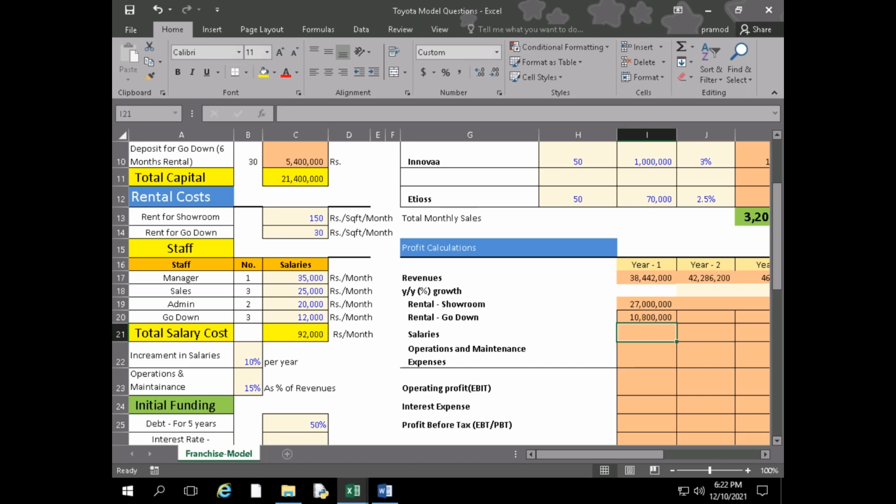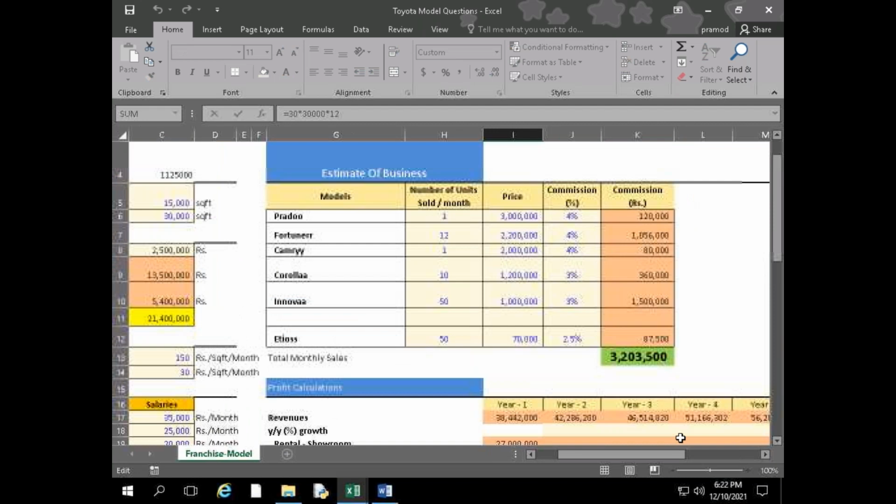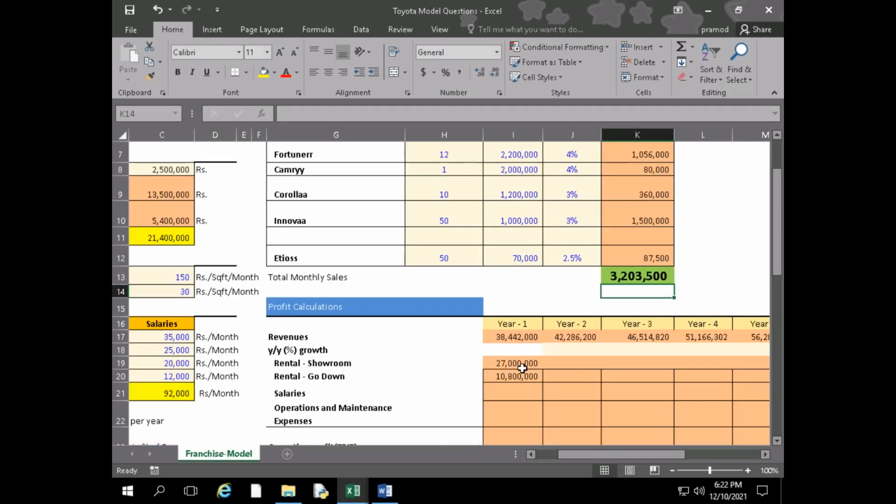Yes, sir. Can you please repeat it, sir? So equals 150 into 15,000 square feet into 12, since it is for a year. Same manner for the godown. Now we can drag it to all the other columns, sir. It should remain constant. Yes, it is constant for all the years, sir. Okay, sir, correct.